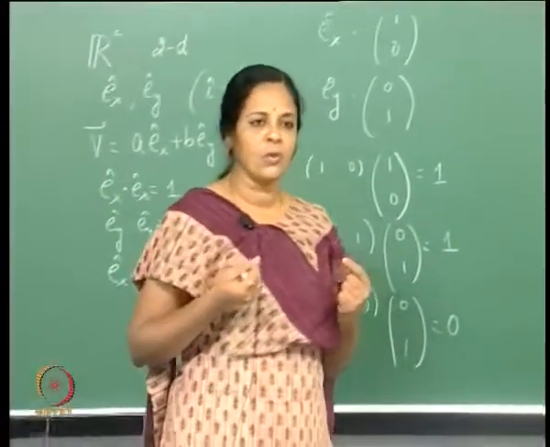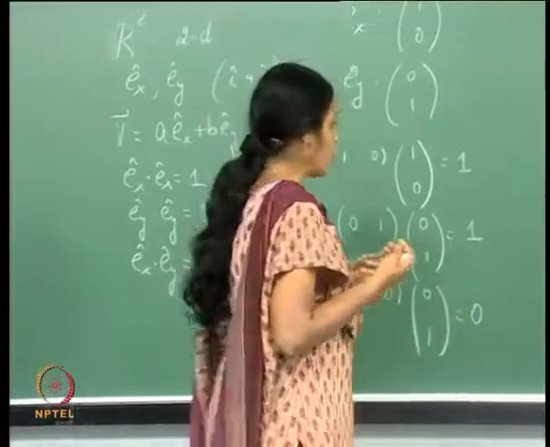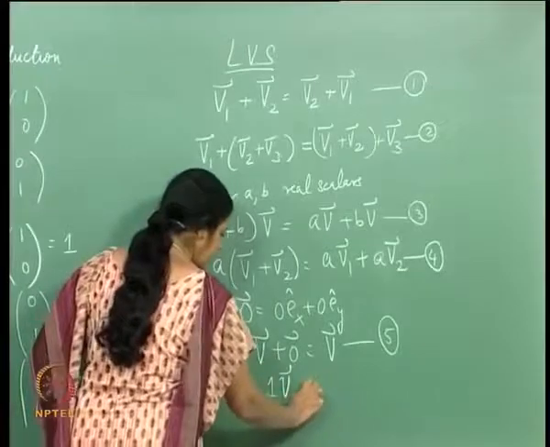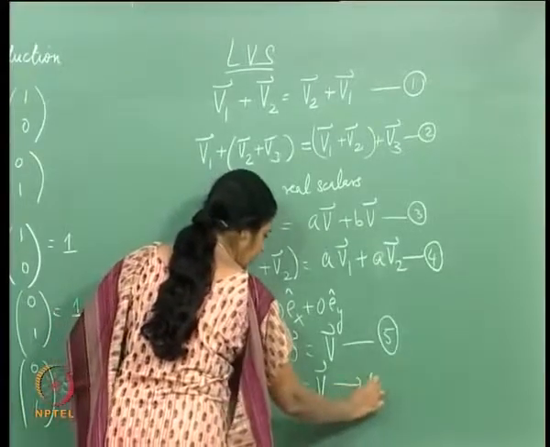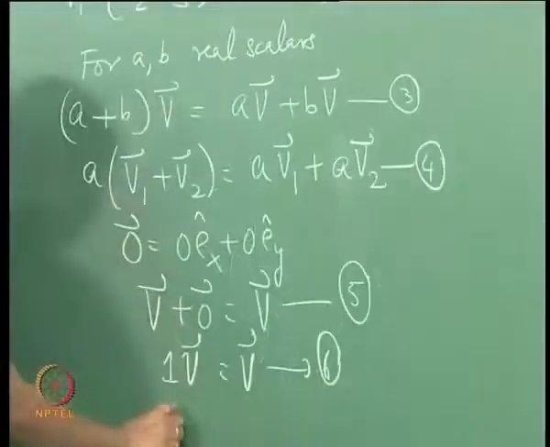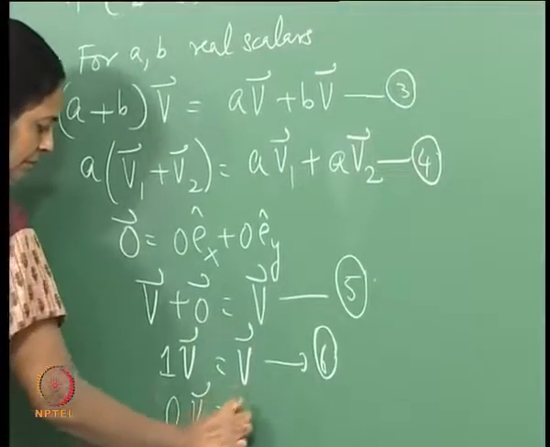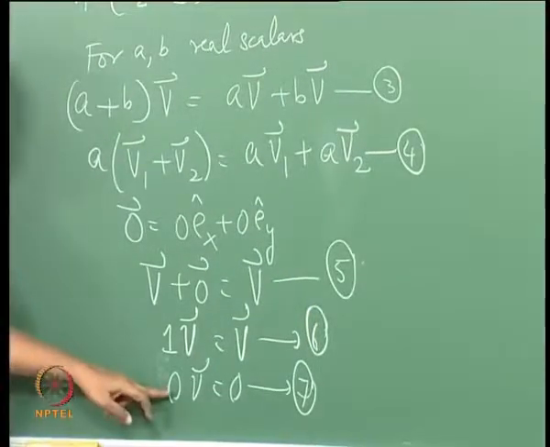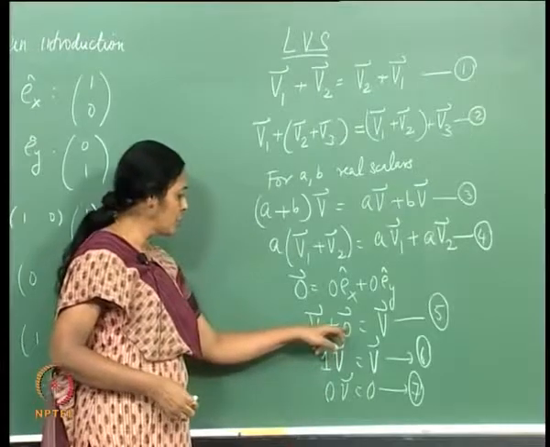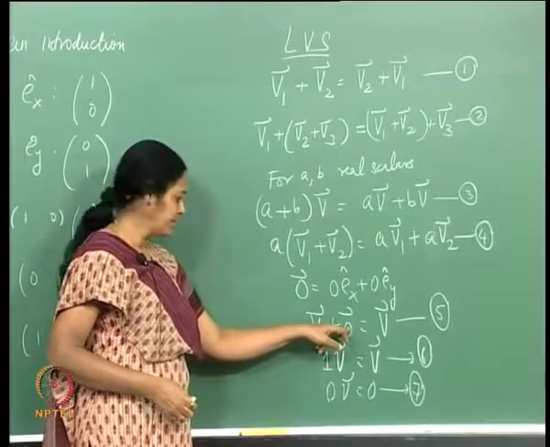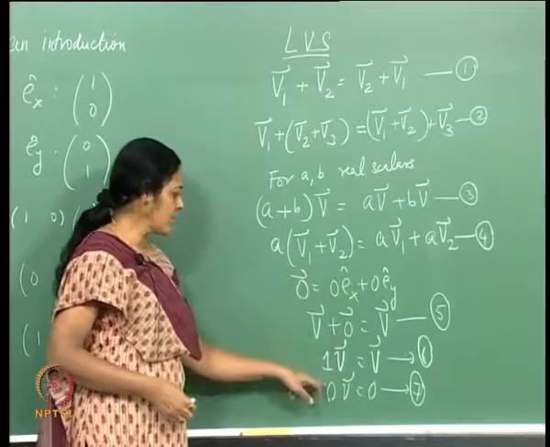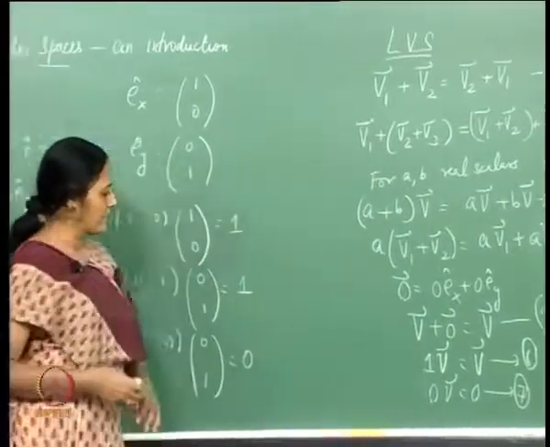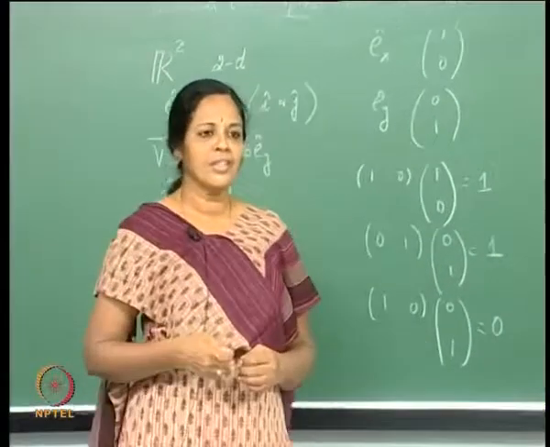Then I also talk about what happens because of multiplication by the number 1, that leaves the vector unchanged, and multiplication by the number 0, that just gives me 0. This is not to be confused with this. That's a vector, and this is just the number 0. So these are the 7 properties I expect of a linear vector space.